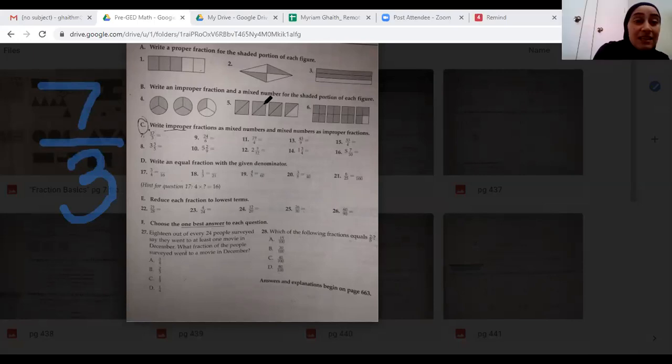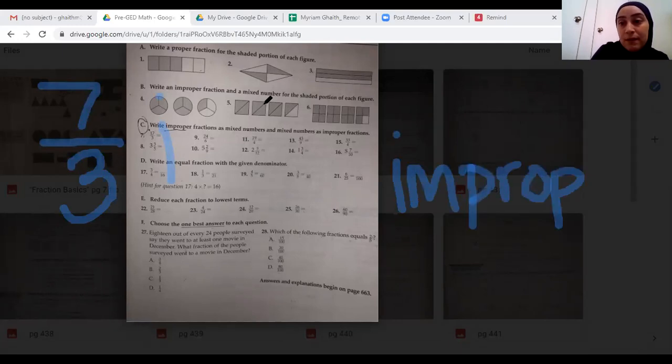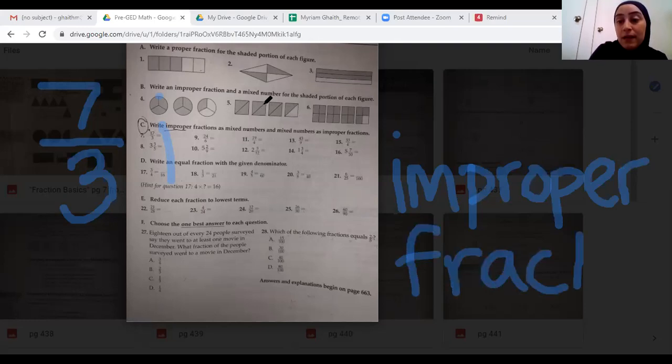I'm going to see if I can write that on the screen here for us. Give me just a second. Can you see that? 7/3. Now, this is called an improper fraction. Improper. An improper fraction is one where the numerator is greater than the denominator. If you want to take those notes, write those notes down. I'll give you a minute.